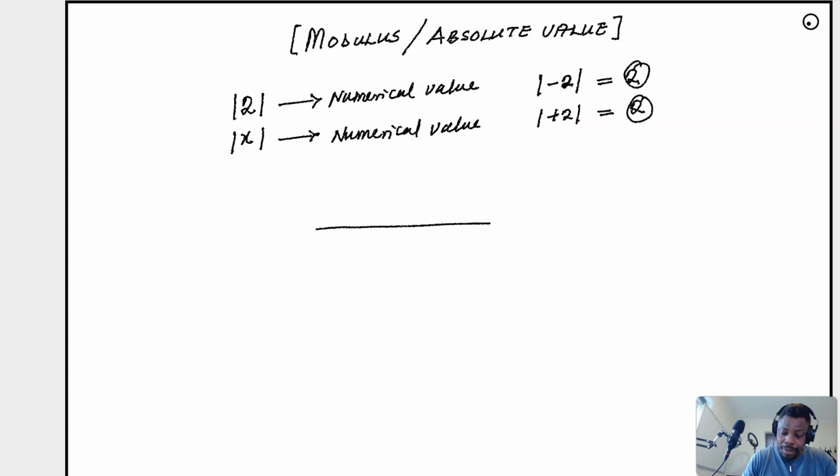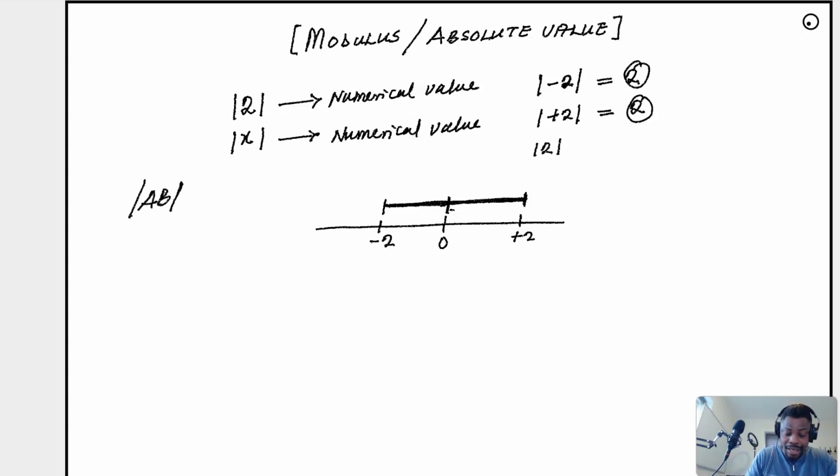So what that simply means is that modulus of 2 simply means the distance of -2 from the origin and the distance of +2 from the origin. That is what is meant by modulus. That is why in trigonometry, when they write AB and they put something like this there, this is modulus. It's just telling you the distance between A and B, or the distance of AB.